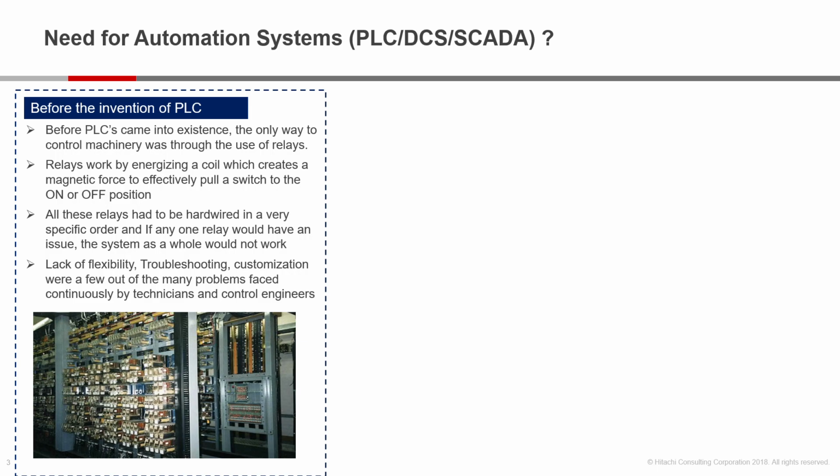Then troubleshooting again was an issue. There was a popular adage at this time, and it goes like this: 5 hours to find it, and then 5 minutes to fix it. It took a lot of time searching for the error or the problem in the circuit. Again, as I said, customization was a big issue. In order to change the process, you needed to rewire the entire circuit, right? So these were the challenges which were being continuously faced by technicians and control engineers.